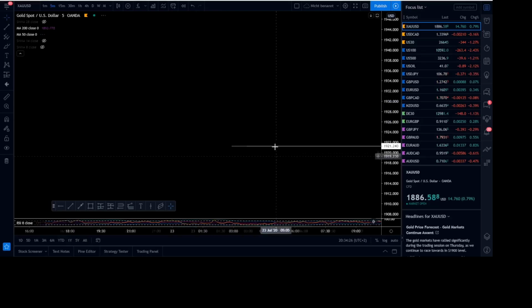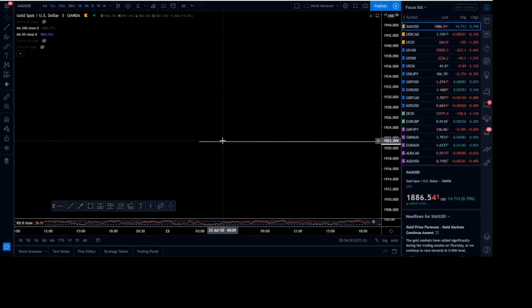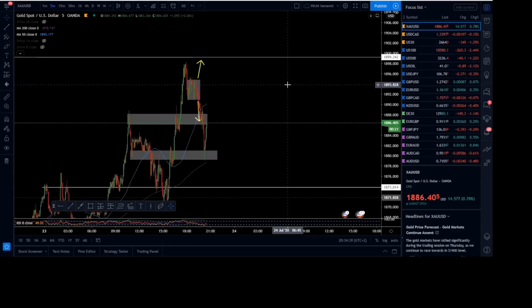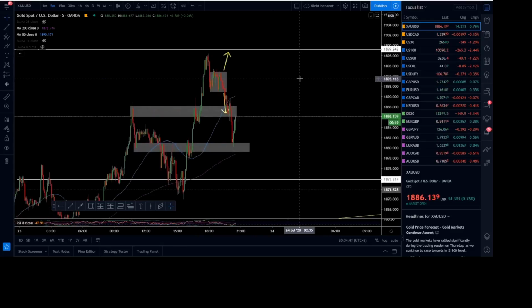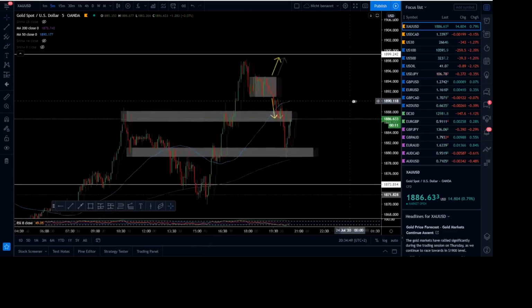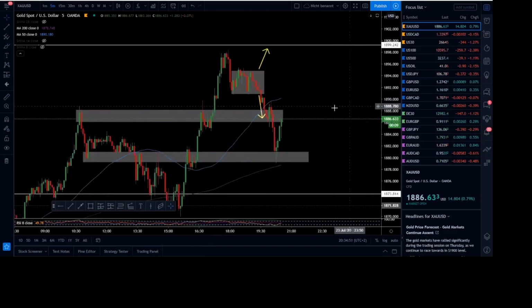Just read the structure and make your decision based on the structure that you can read, and of course the support levels, the major support levels, and all that stuff. Keep your entries and exits simple. Just do the same thing over and over again, okay? Don't get too crazy about it. Just keep it really simple, okay?